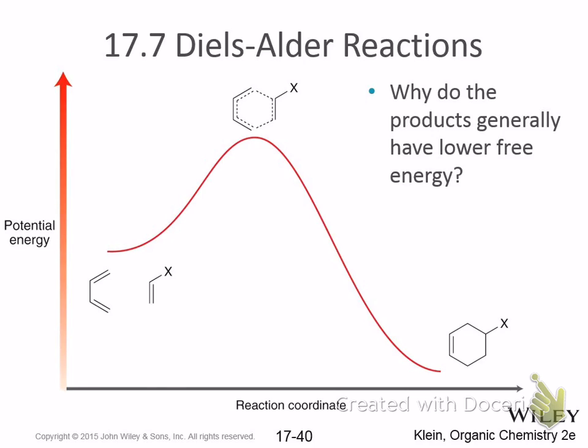We already talked about this. The products generally have lower free energy simply because we're exchanging pi bonds for sigma bonds, and sigma bonds are more stable. So an energy diagram for this reaction looks like this with a single hump because it's a concerted reaction mechanism. Carbocation reaction mechanisms involve a second hump because you have to form the carbocation and add the nucleophile.